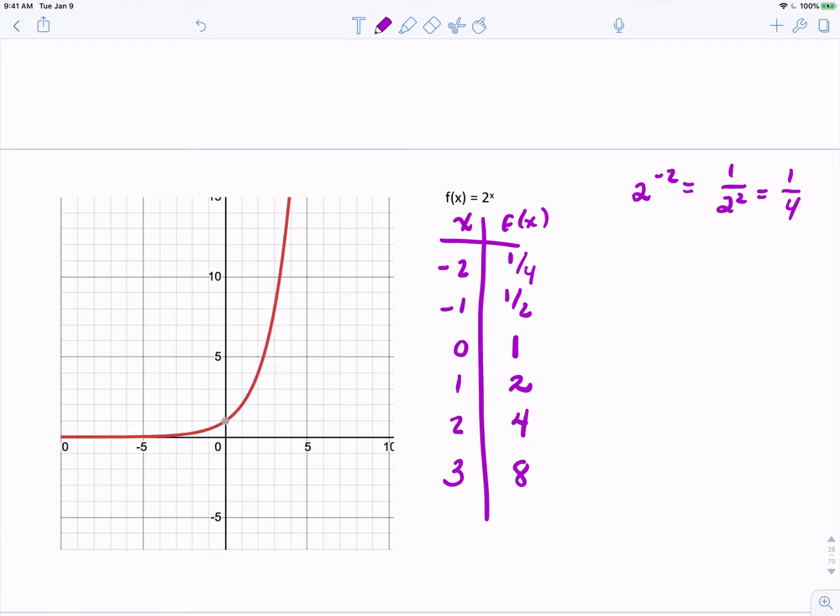When we look at the graph of this, we can see that as x goes to negative infinity, the values are getting smaller and smaller. And as x goes to positive infinity, the values of the function are getting larger and larger. Notice that the graph goes through the point (0, 1), the y-intercept of the graph. It doesn't matter what the base is, anything to the 0 power is always equal to 1, so all exponential functions pass through this point (0, 1).